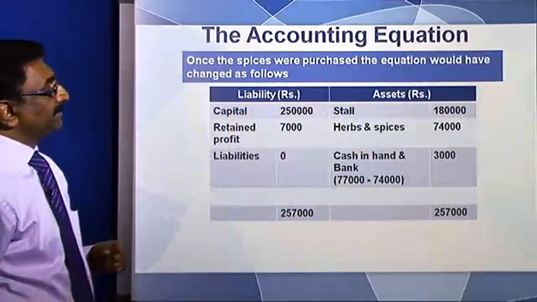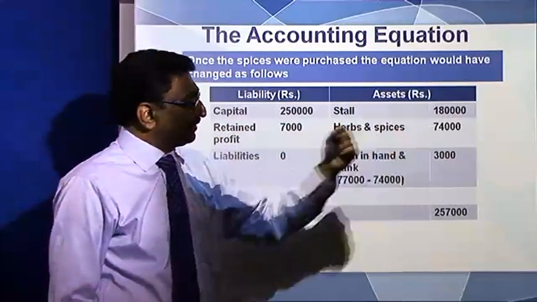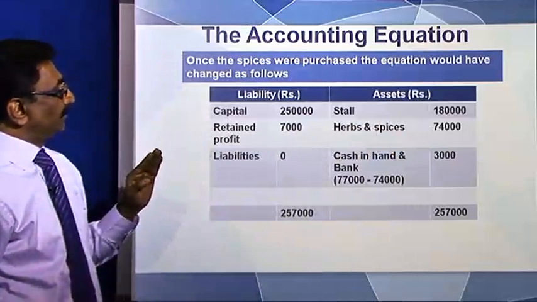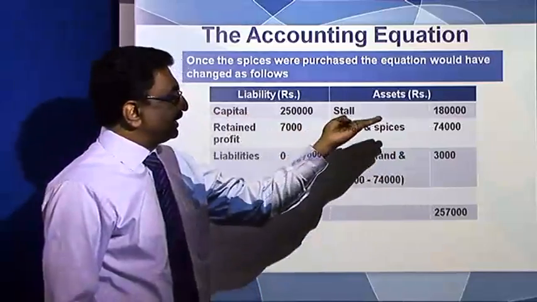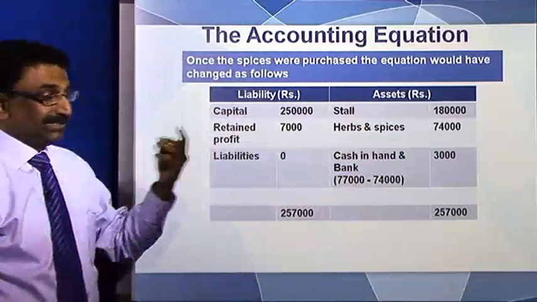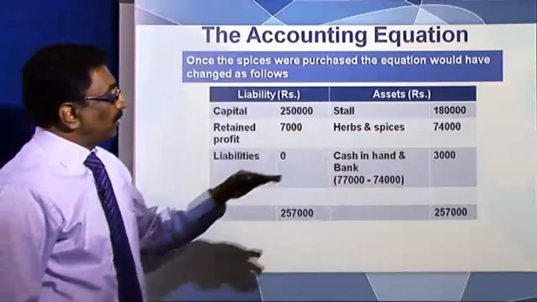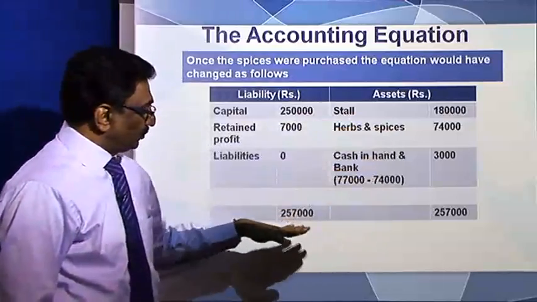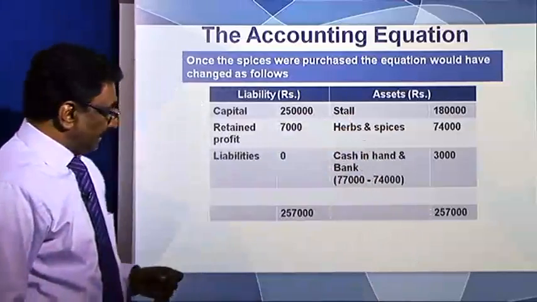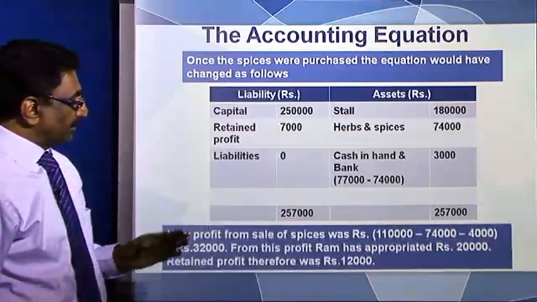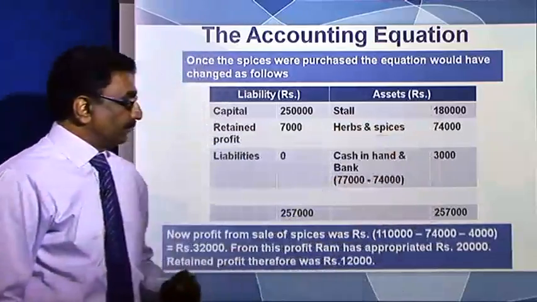Now, what has happened? First part was he bought herbs and spices of 74,000. We only take that part now. Once he buys, cash from the bank has moved over to the stock of herbs and spices. So, overall nothing has changed, the total size remains the same at 257,000. Now, let us factor in what happens when the sale of this stock happens for 110,000 rupees.